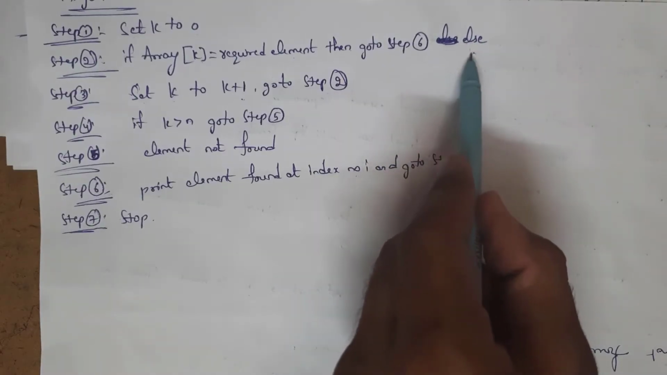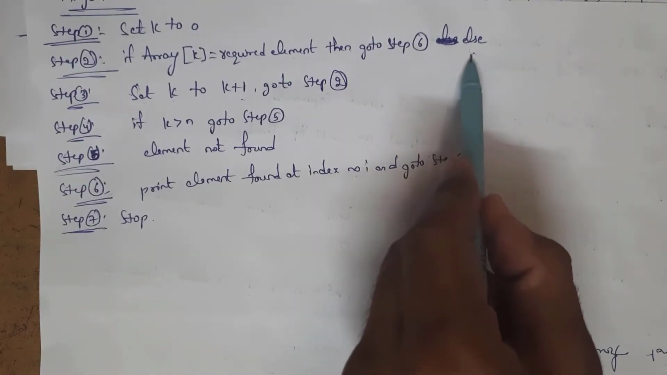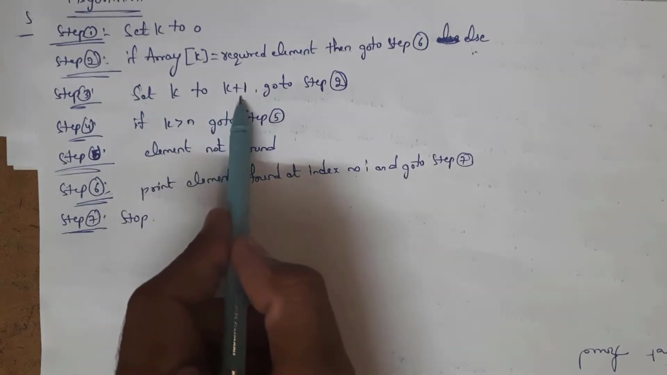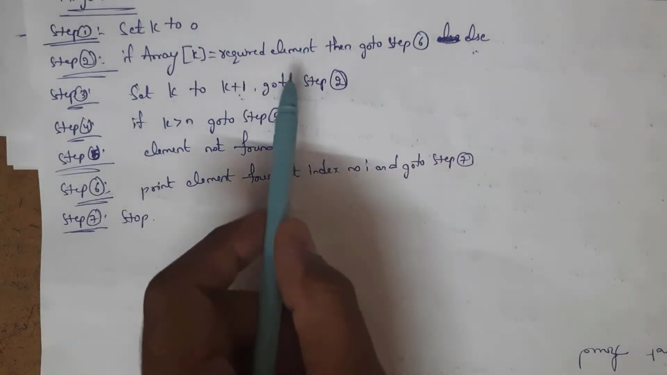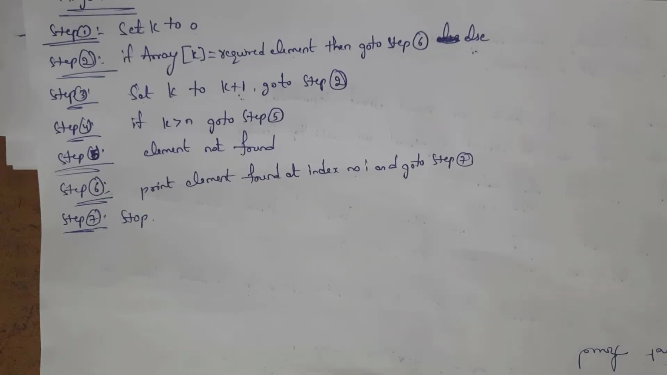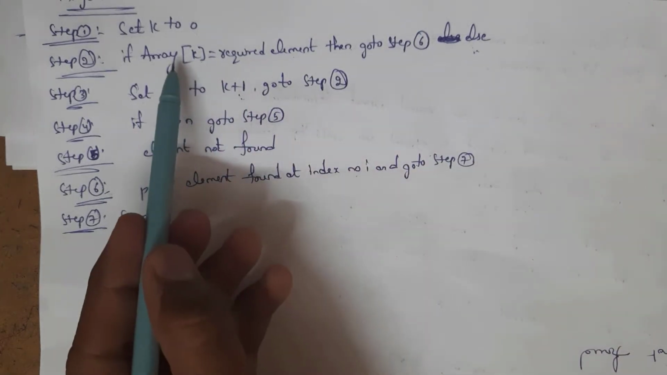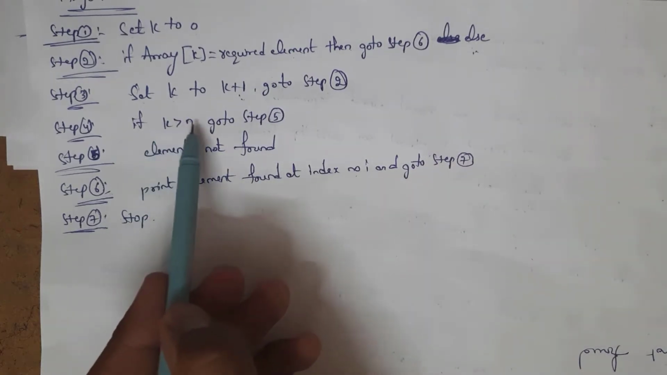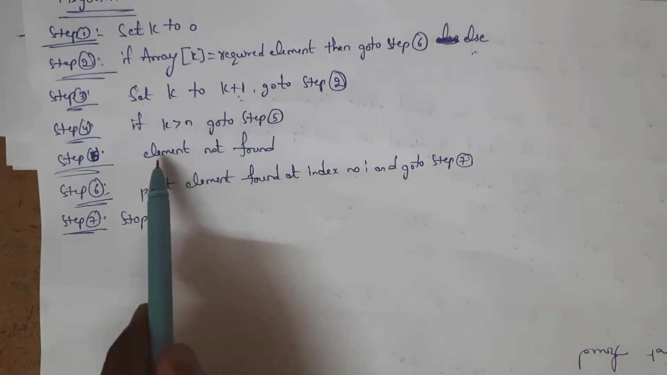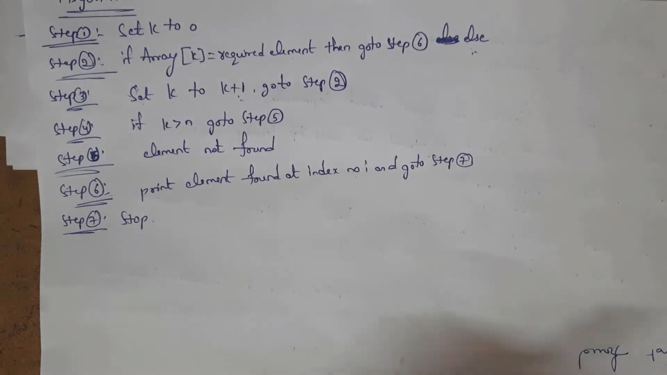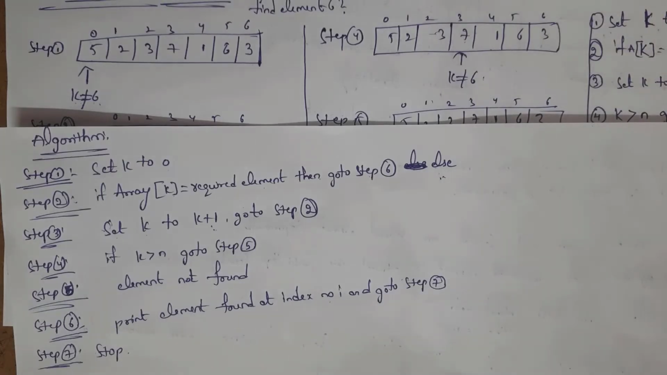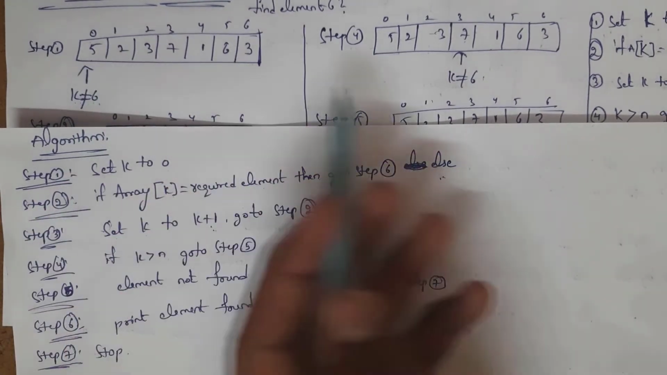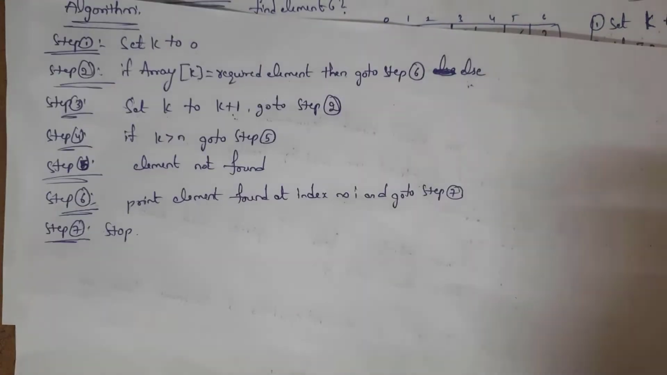Else, if the k value is not equal to our required element, then set k to k plus 1. That means we will move k one step forward. After that, again go to step 2. After moving k one step forward, we again need to check whether the k value is equal to our required element or not. And in step 4, if k is greater than n, then go to step 5. That means we need to write "element not found," as I already said in the earlier example. For example, if I want to find element 30, element 30 is greater than these elements. So we need to write element not found, and the last step is stop. This is the algorithm of linear search.